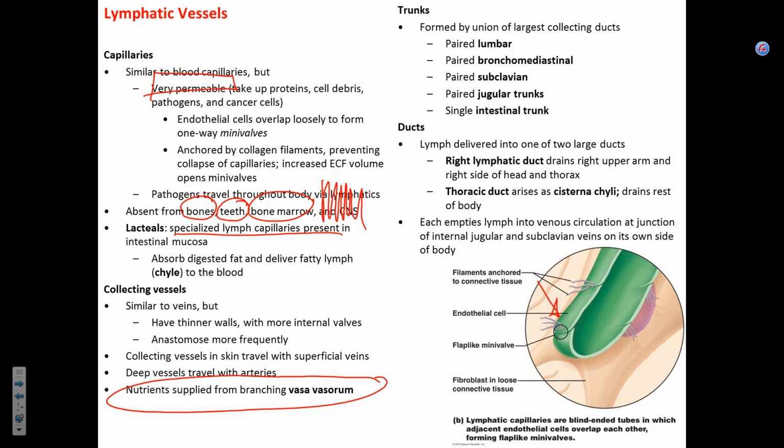Trunks, the biggest vessels. There are four paired trunks, so lumbar here, okay. Bronchomediastinal, here. Subclavian, here. Jugular, here. And the intestinal trunk. It runs pretty much through the abdomen. So all these trunks, the vessels become bigger and bigger, and they collect lymph into two ducts. The right lymphatic duct and the thoracic duct. So the right lymphatic duct drains the right upper arm and right thorax. Okay? Left, everything else. Okay?